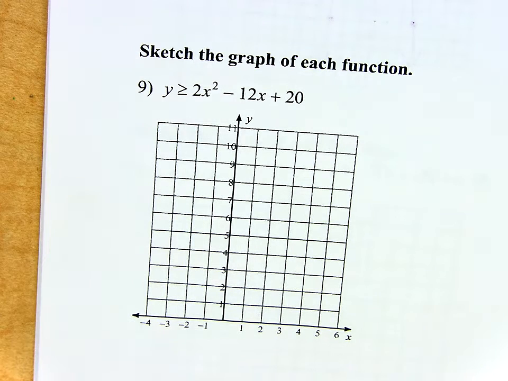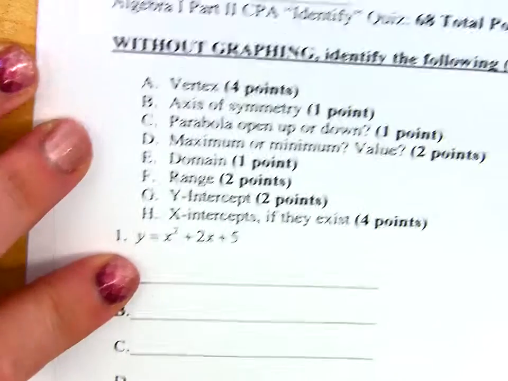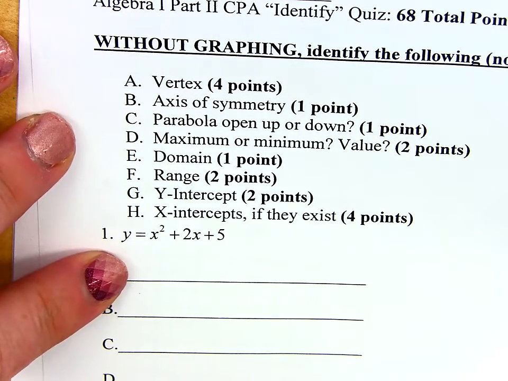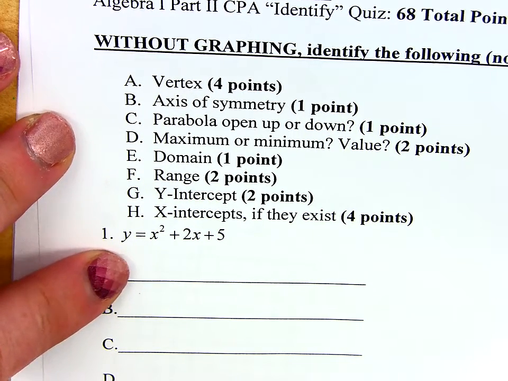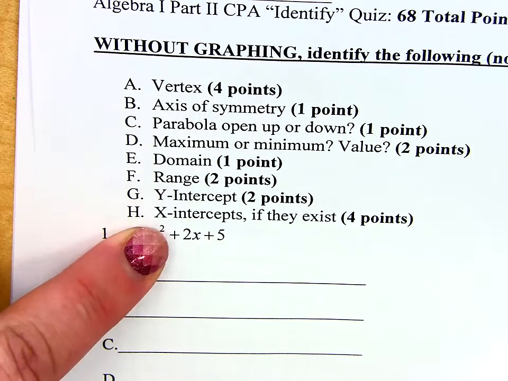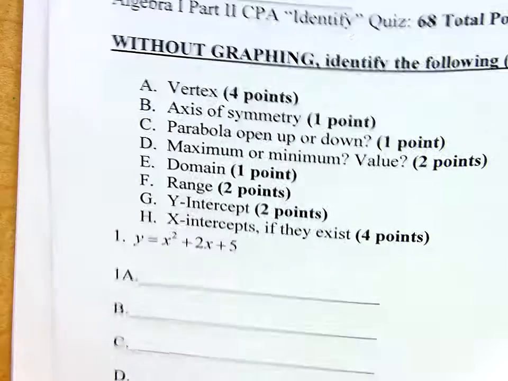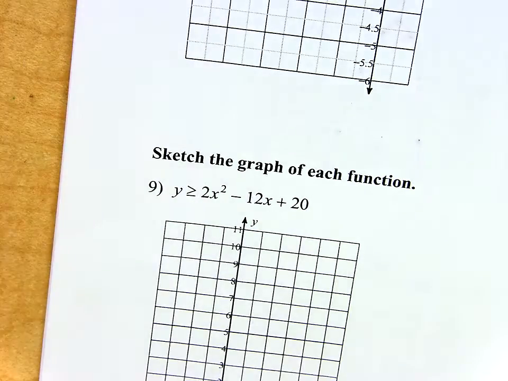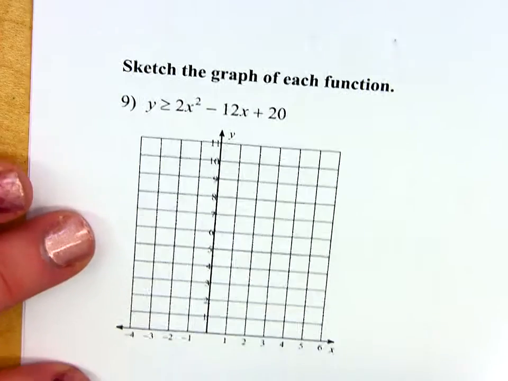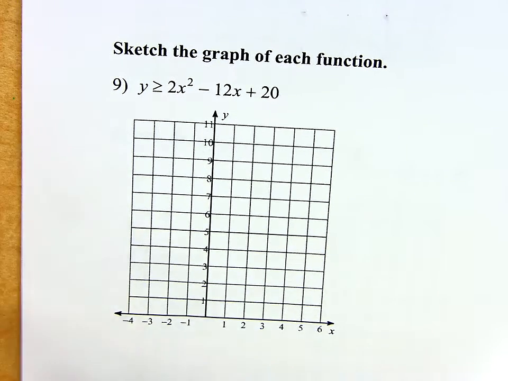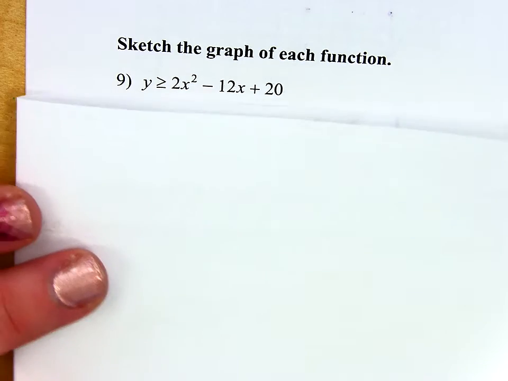Okay. So on your quiz tomorrow, I'm going to be asking you for the A through H stuff, which, for everybody on YouTube, here's what I asked them to find. So they're going to answer these things for number 9 right now. Okay? So for this, I'm going to have to find my vertex. I don't get it for free.